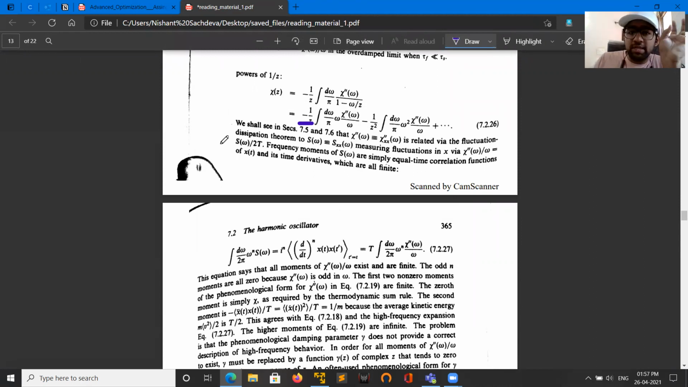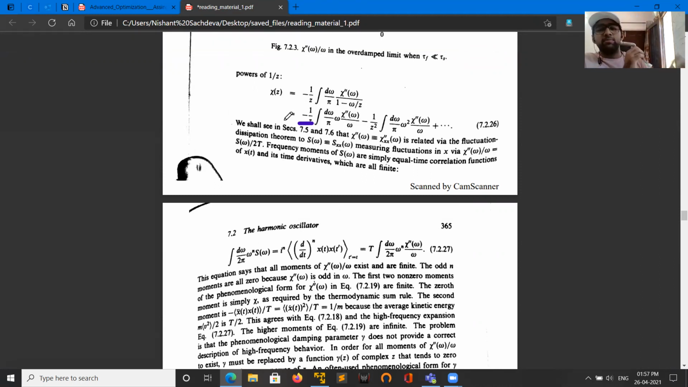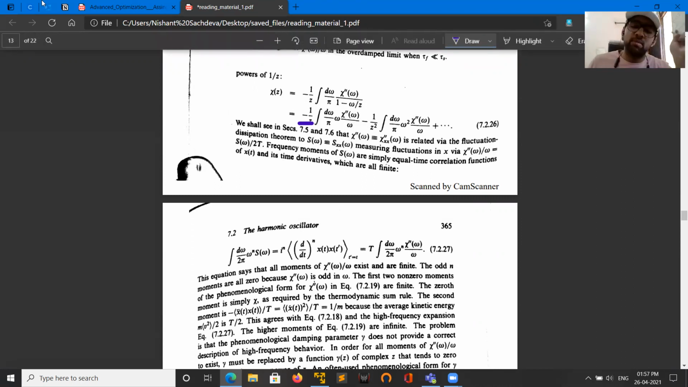We have the fluctuation dissipation theorem, another new term. S of omega is proportionate to, I don't know what this term is called, so let's just go with it, measuring fluctuations in x via x double dash of omega. Now the frequency moments of s of w are simply equal time correlation functions of x of t and its time derivatives. They are all finite. Just remember that part. That's important.